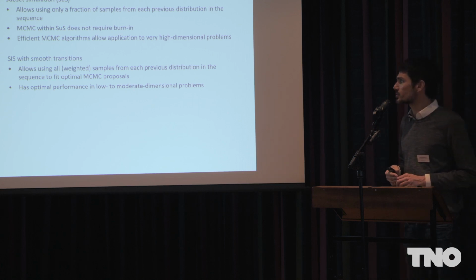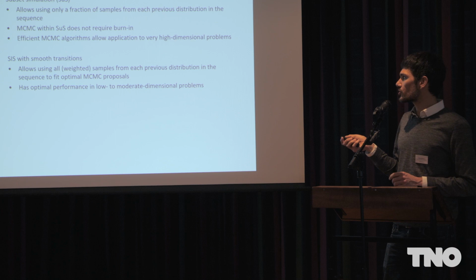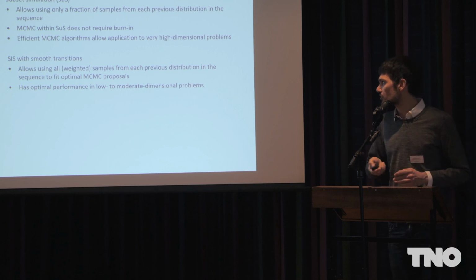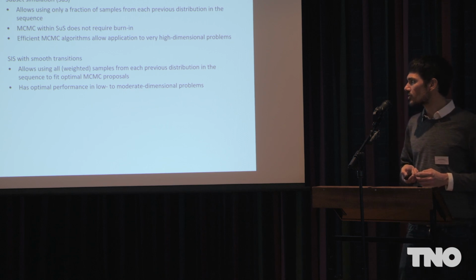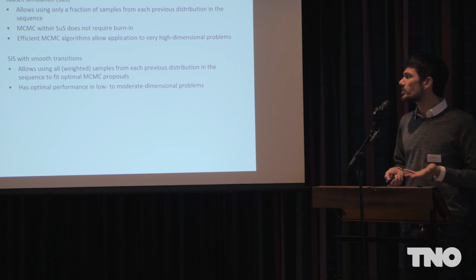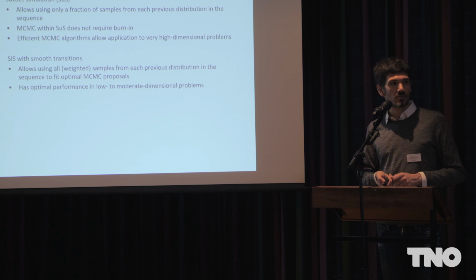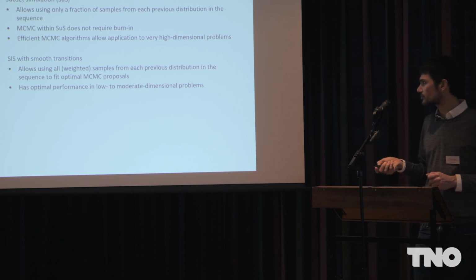Now, when we look at SIS with smooth transitions, this allows using all the weighted samples from its previous distribution in the sequence to fit optimal MCMC proposals. And this leads to optimal performance in low to moderate dimensional problems.